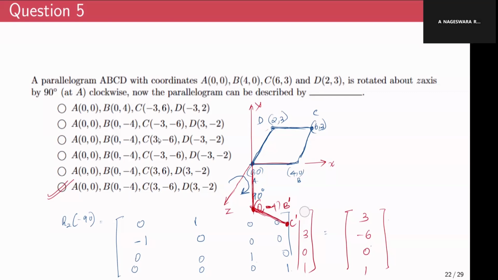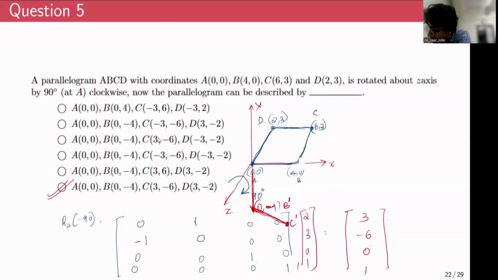And the final coordinate D would be like 2, 3, 0, 1. So if I multiply this out, we will get 3, then minus 2, then 0, 1. So you will be getting something like this. This is D dash. So yeah, I guess the final answer is indeed the correct option.